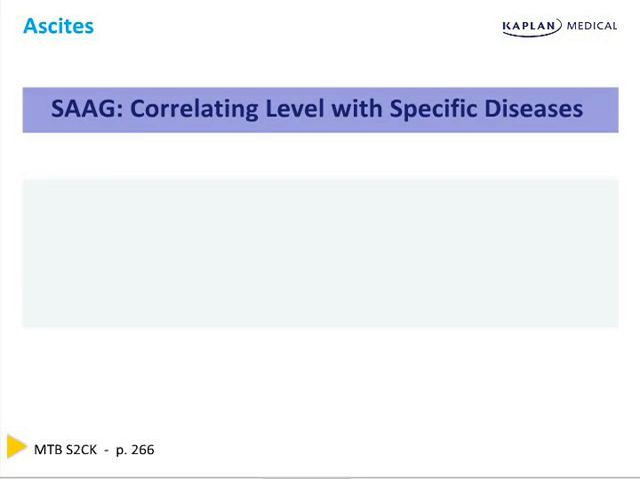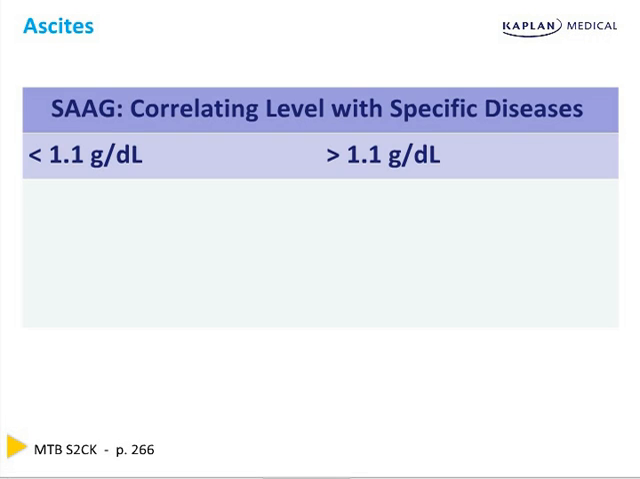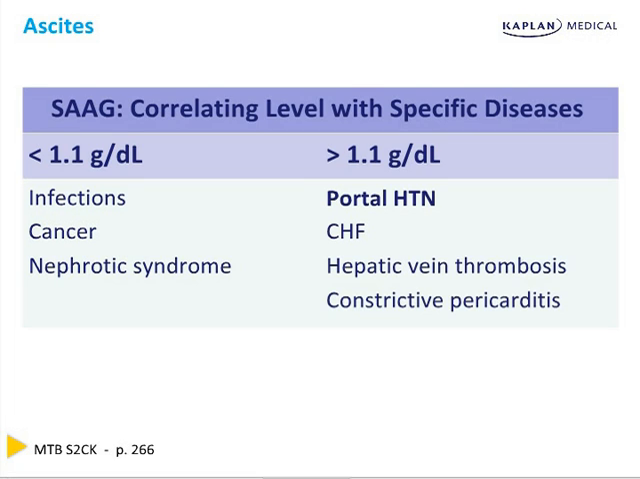Calculating the SAAG correlates with specific diseases. When you have a SAAG ratio less than 1.1, you know your ascites is coming from either an infection, cancer, or nephrotic syndrome. If your SAAG is greater than 1.1, you know your ascites is coming from number 1, portal hypertension, CHF, a hepatic vein thrombosis, or constrictive pericarditis.